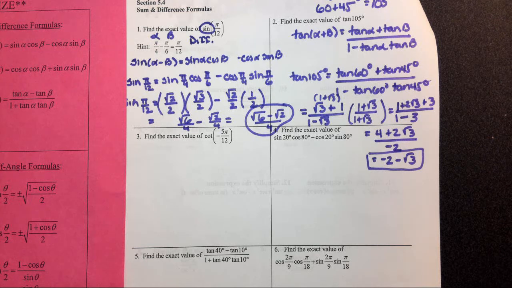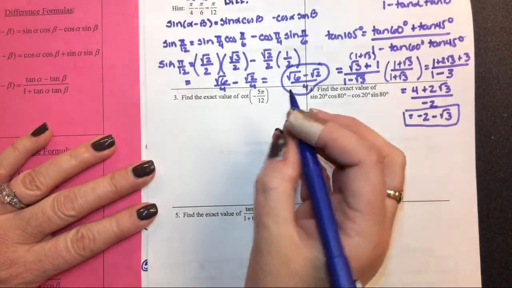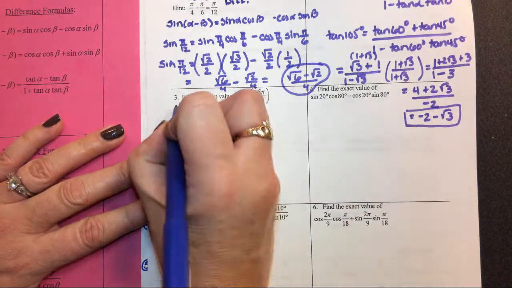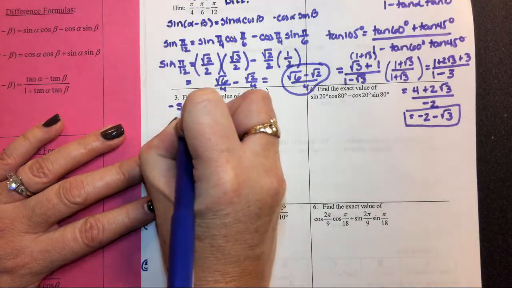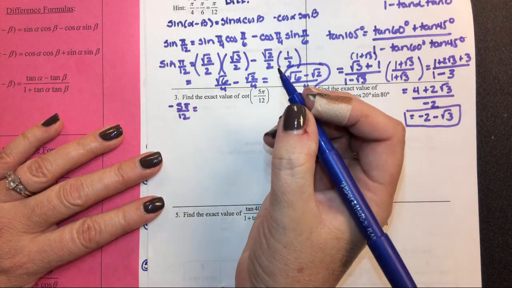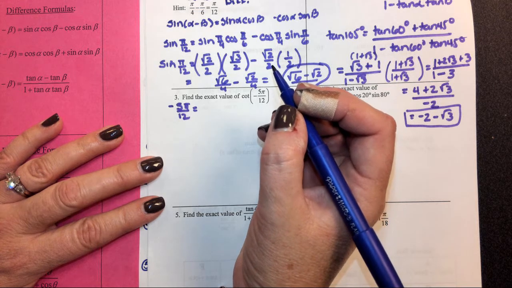What two angles did you guys come up with that add and subtract together to give you negative 5 pi over 12? Anybody come up with a pair? What pair did you come up with? So what equals negative 5 pi over 12? What two angles from our unit circle when you add and subtract together give you negative 5 pi over 12? There's probably more than one correct. Don't be shy.